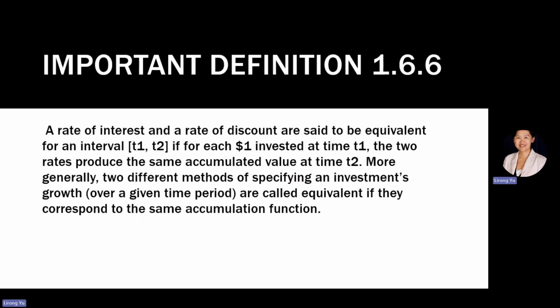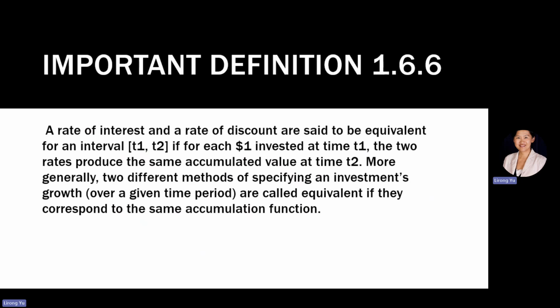All right, so maybe we finish this example. A rate of interest and a rate of discount are said to be equivalent for an interval if for each $1 invested at time 1, the two rates produce the same accumulated value at time 2. So basically you may have an interest rate and a discount rate for the same time interval, and if they're for the same time interval and the same cash flow, the same future value and same present value, you can calculate the interest rate and discount rate for the same cash flow. They may be different, but they are considered equivalent. I hope that makes sense. So as long as they're talking about the same thing.